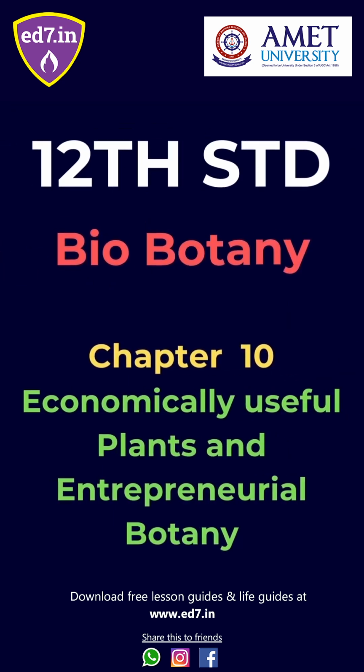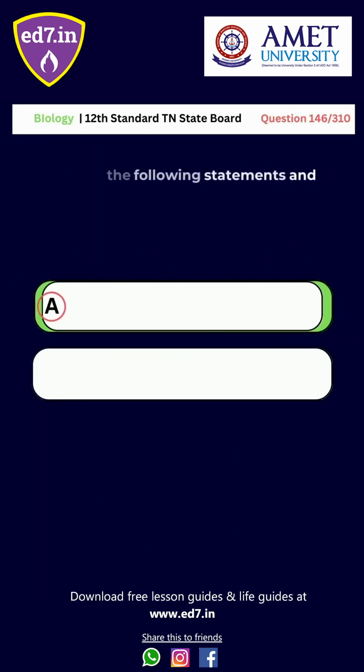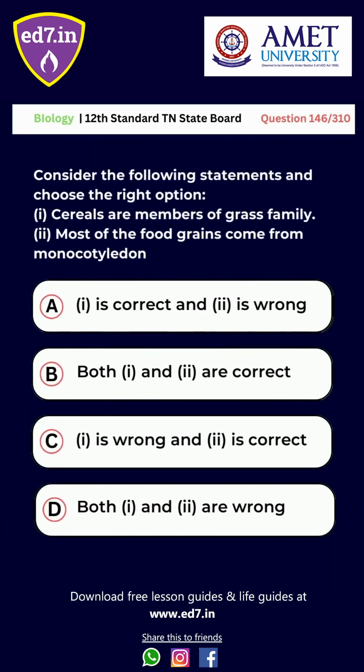Chapter 10, Economically Useful Plants and Entrepreneurial Botany. Question number 146. Consider the following statements and choose the right option. 1. Cereals are members of grass family. 2. Most of the food grains come from monocotyledon.